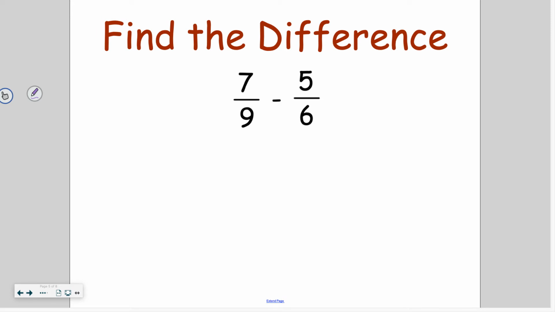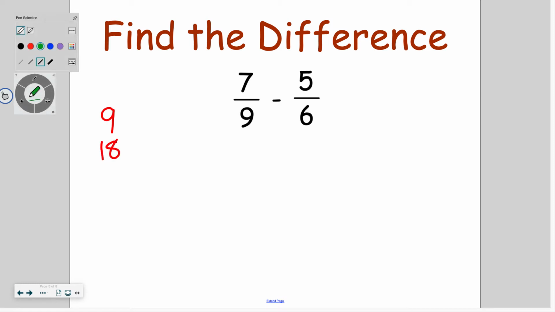Same process is going to happen for finding the difference, or doing subtraction. We start by looking at our numbers and picking out the bigger one. So 9 is bigger than 6, so we're going to start with 9 times 1, which is 9. 6 can't divide 9, so we move on. 9 times 2 is 18. 6 can divide 18, so that's going to be our common denominator.